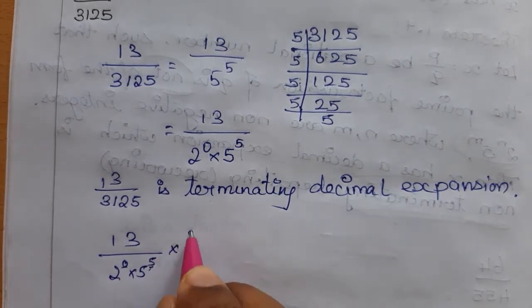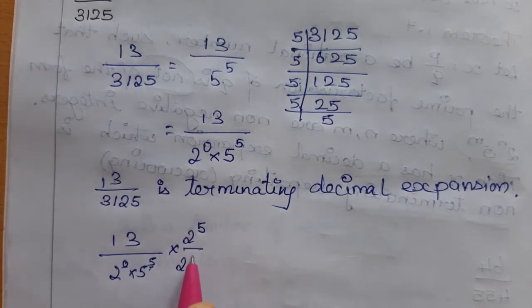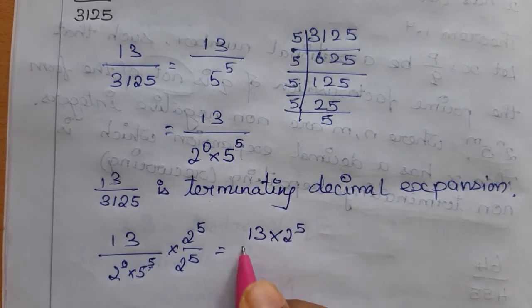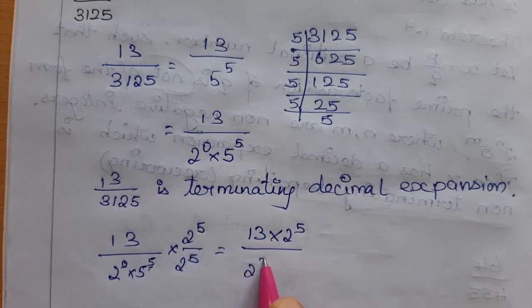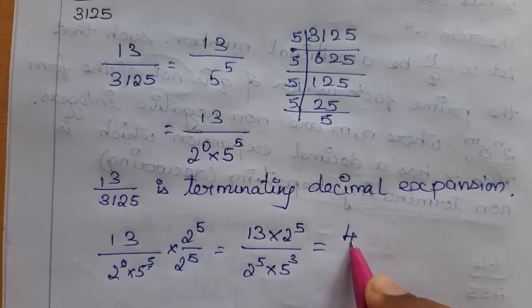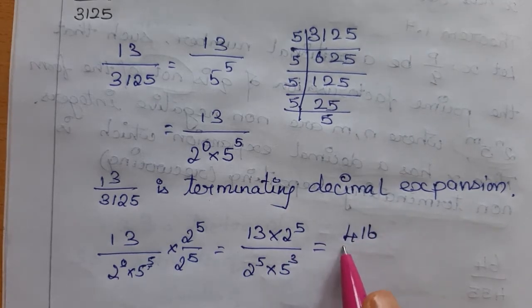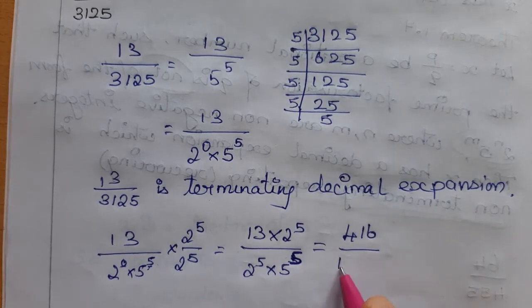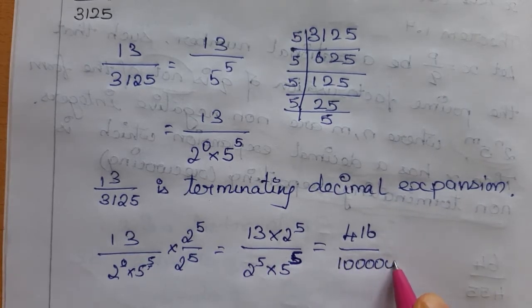That means we are multiplying both the numerator and denominator, so the fraction stays equal. So 13 into 2 power 5 divided by 2 power 5 into 5 power 5. We can write the numerator as 13 into 2 power 5, which becomes 416, divided by 2 power 5 into 5 power 5, which is 10 power 5, like a 1 followed by 5 zeros.